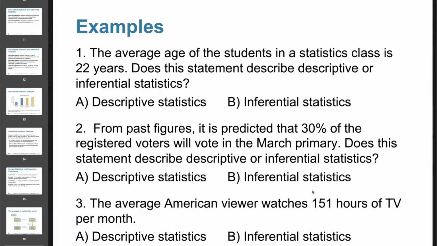Okay, here we cannot find any prediction, we cannot find any conclusions, we don't make a decision here, we just describe the average age of the students. So this is descriptive statistics. Okay, and the second question: from past figures, it's predicted that 30% of the registered voters will vote in the March primary. Does this statement describe descriptive or inferential statistics?